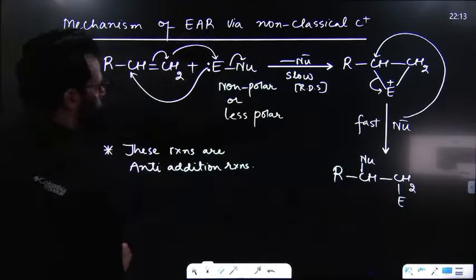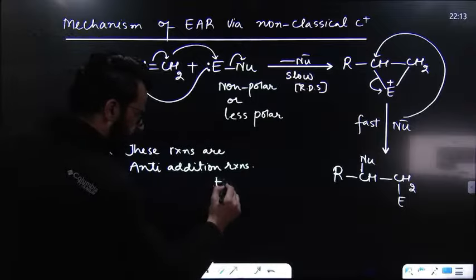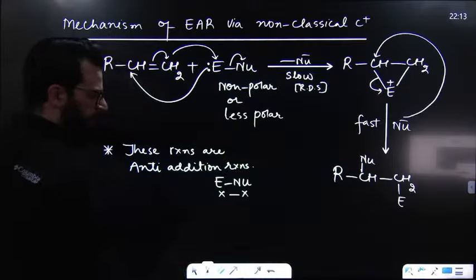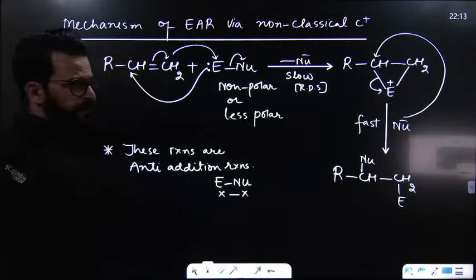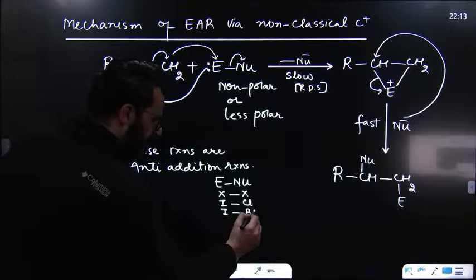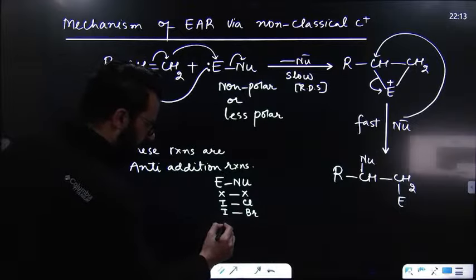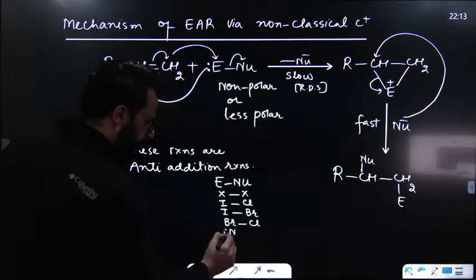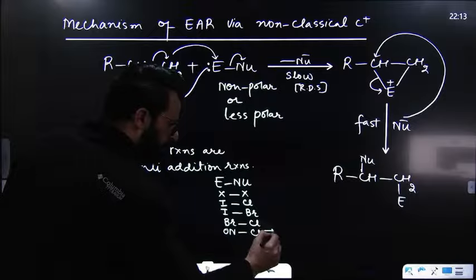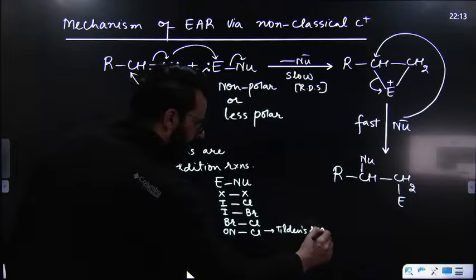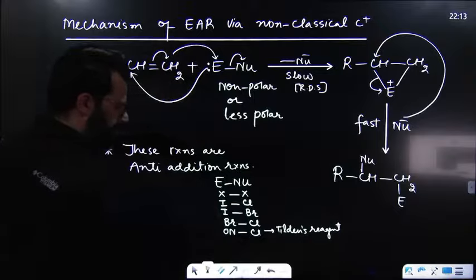Now, have a look. What you have to remember is this one. If you have halogens, then one halogen is the electrophilic part, and the other will act as the nucleophilic part. Similarly, this is I and Cl. Similarly, I, Br, if the halogens are different, then it can be like this, Br and Cl. It can be like this, NO and Cl. This is known as nitrosyl chloride or Tilden's reagent. Remember this.